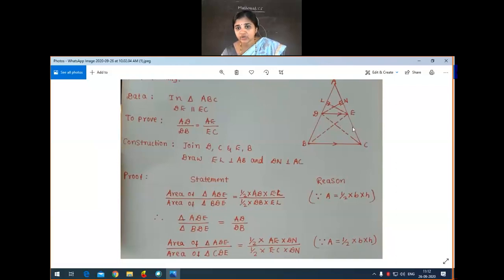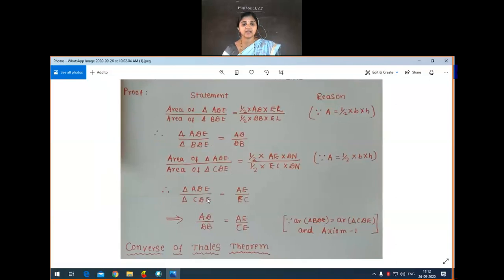for this the base is CE, height is again, I told, for this triangle this DN only. Height is DN. So reason is half into base into height. So half cancel, DN cancel. Therefore area of triangle ADE by area of CDE is equal to AE by EC. How you got these two steps? You got the idea, no? Now you just observe area of ADE, BDE, ADE, CDE. ADE same. In both the cases ADE same.